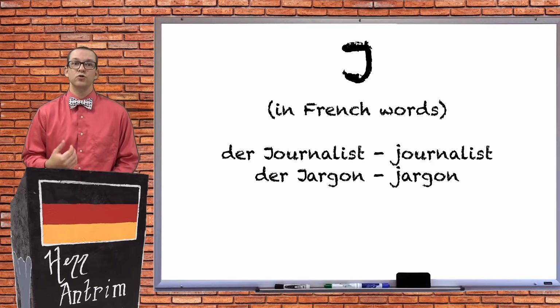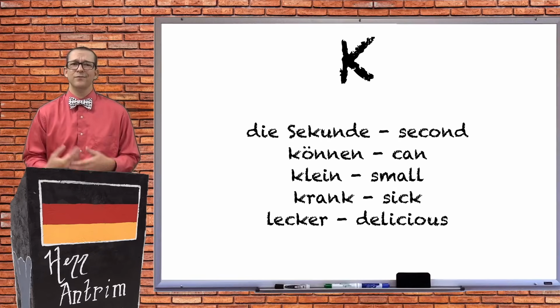For instance, journaliste, jargon. A K is a K no matter if it's in German or English, if it's combined with other consonants, if it's before a vowel, if it's the end of a word, the middle of a word, or anywhere else, it's always going to be pronounced K. For example, Sekunde, können, klein, krank, lecker.